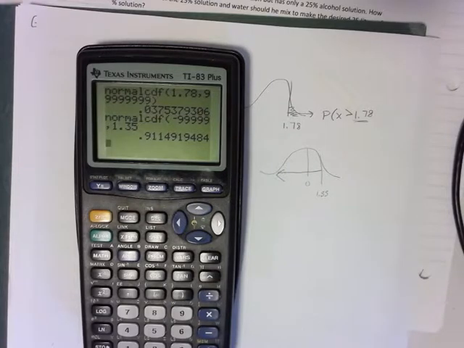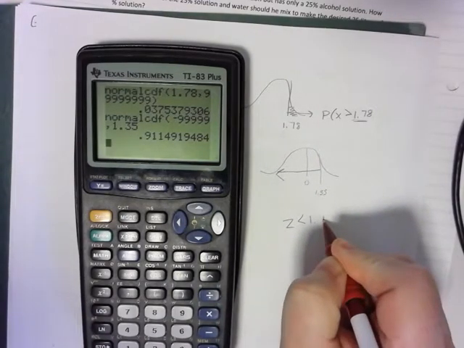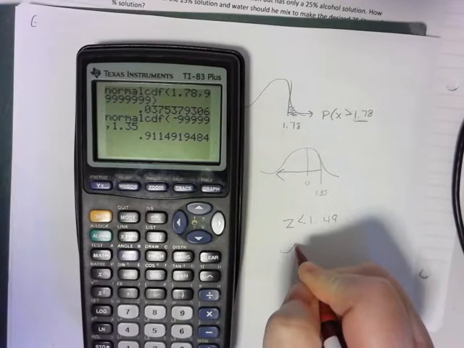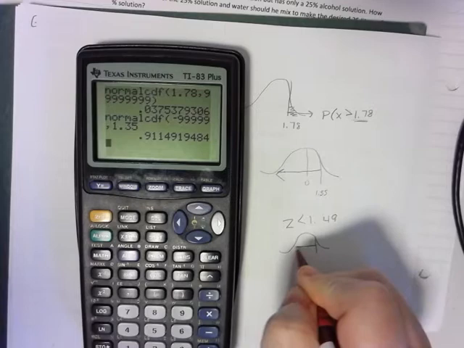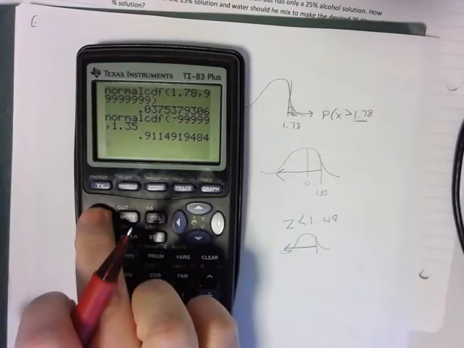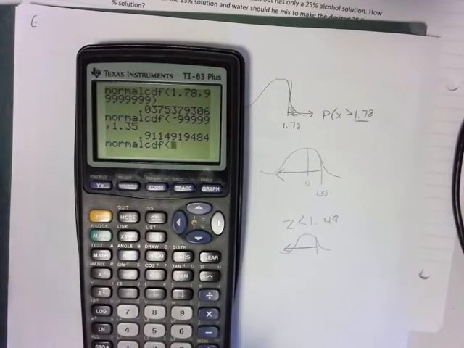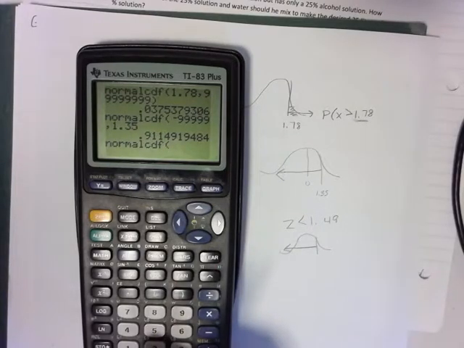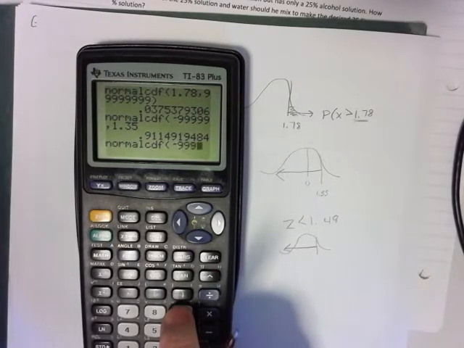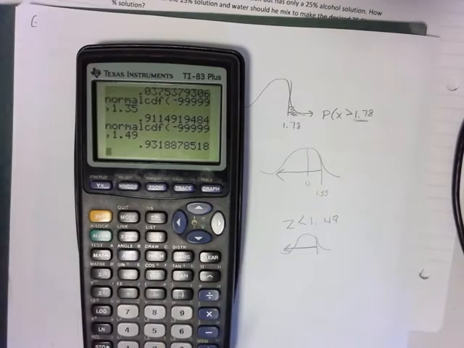So now in example 11 they're asking us to find the z-score less than 1.49. Again, if I draw my little drawing, 1.49 is going to be over here and I want it less than. So second vars, down to normal CDF. I'm going to start with my negative infinity as my lower bound: negative 99999, comma 1.49. And there's my area.